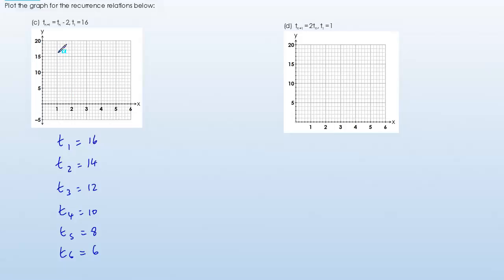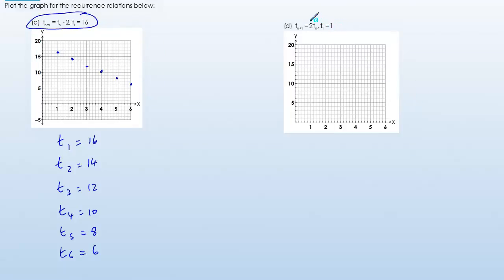So T1 is 16, T2 is 14, T3 is 12, T4 is 10, T5 is 8, and T6 is 6. Once again, we can see that this relation gives us an arithmetic sequence, and we've got a straight line.